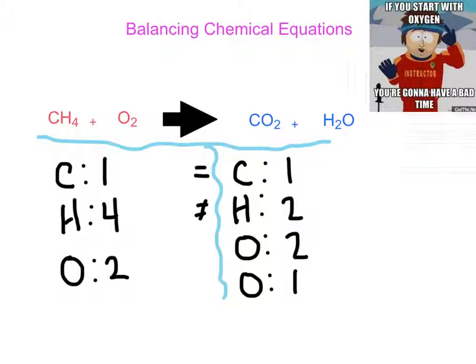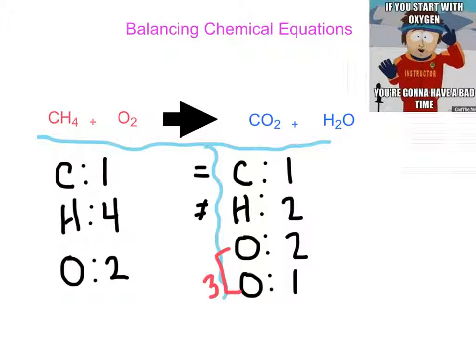So I like to give myself a little note out here that I actually have 3 that I have to be concerned about. So my oxygen has 2 on the reactant side, and my oxygen on the product side has 3. I want to be aware of that as I move on.